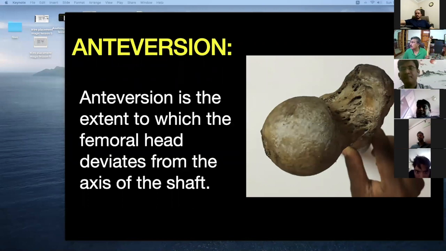Let us come back to this bone and I will show you what I mean. One minute. Stop sharing. Here you go.